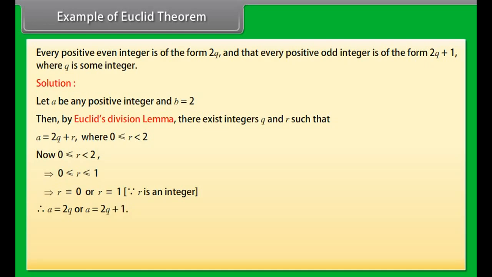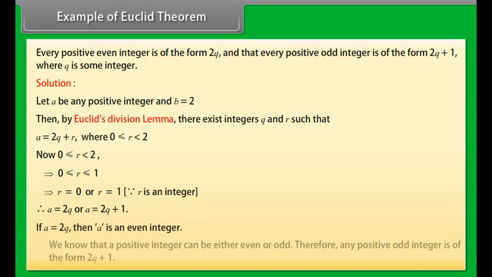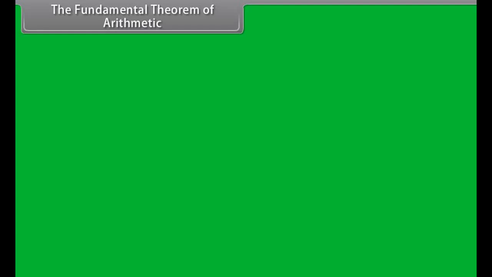Therefore, a is equal to 2q or a is equal to 2q plus 1. If a is equal to 2q, then a is an even integer. We know that a positive integer can be either even or odd. Therefore, any positive odd integer is of the form 2q plus 1.